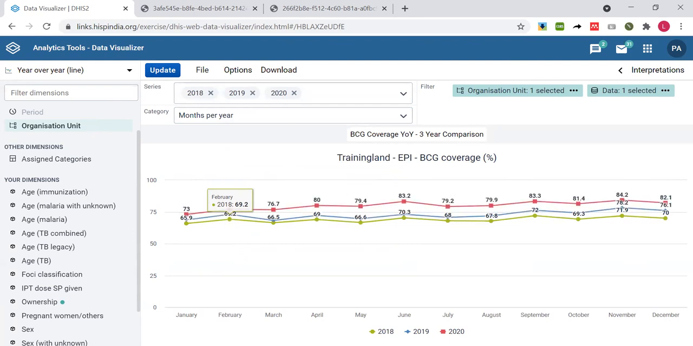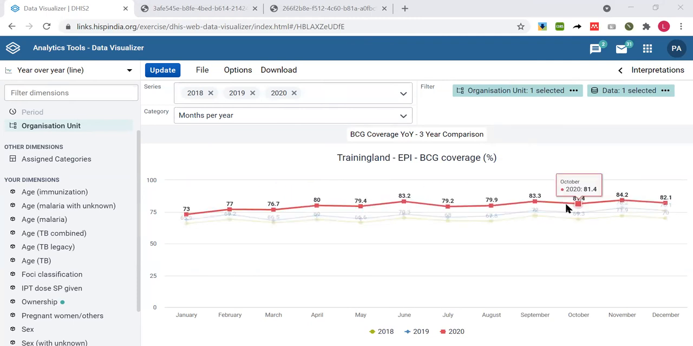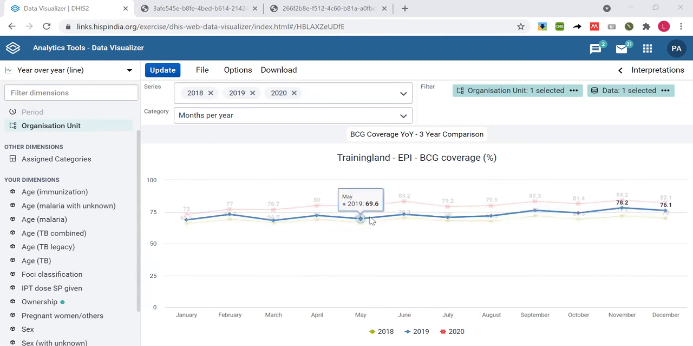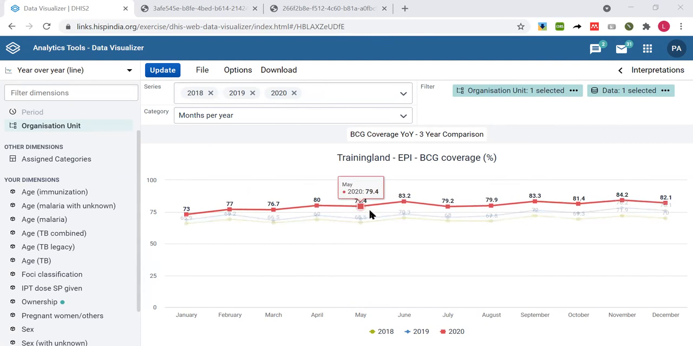So by looking at this, what can we say? Any questions? Obviously, from a high level perspective, when we look at this, we see that the lines do not cross each other. That means BCG coverage has generally been improving. You have the green line here for 2018, then 2019 and 2020, so it has been improving.